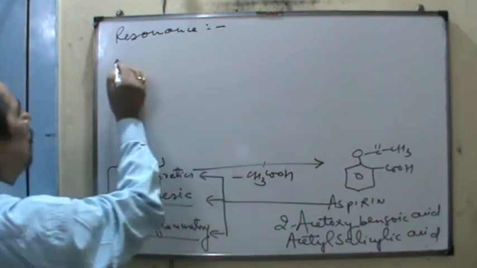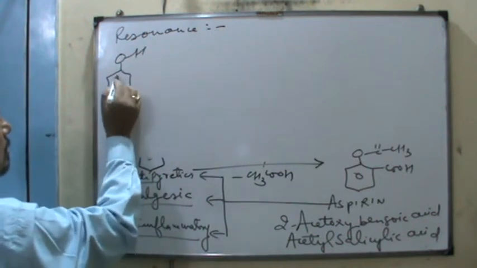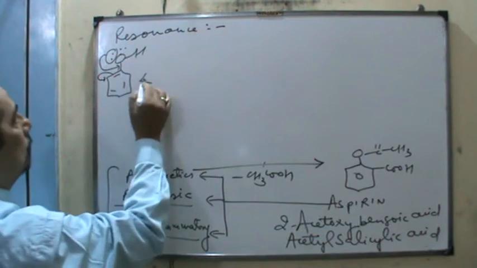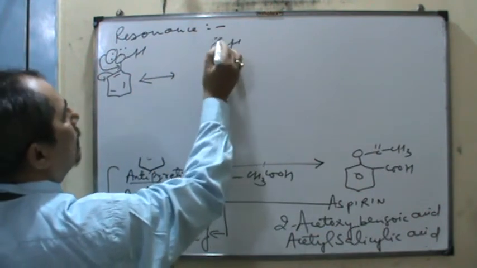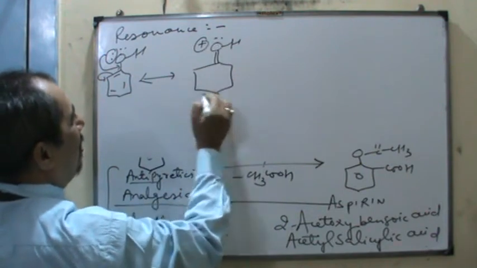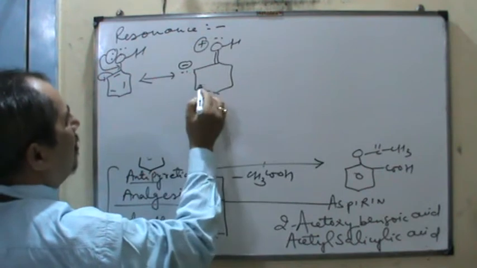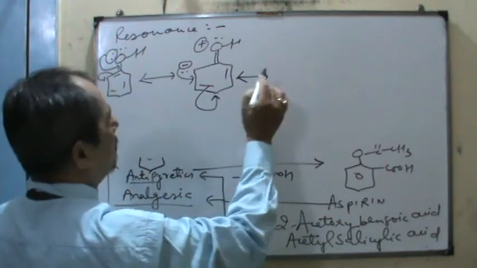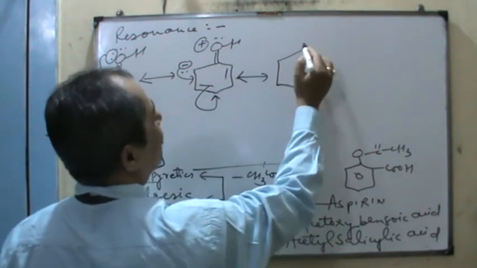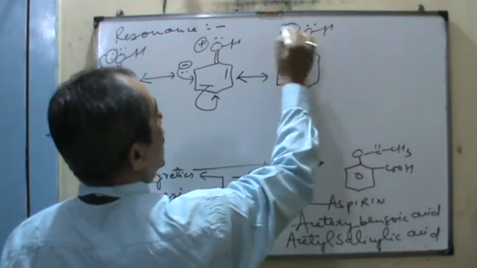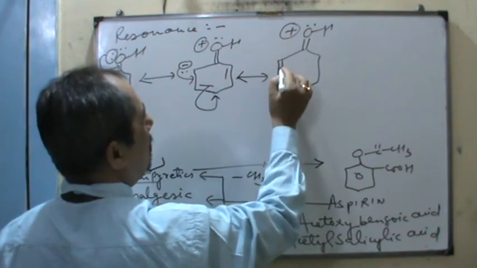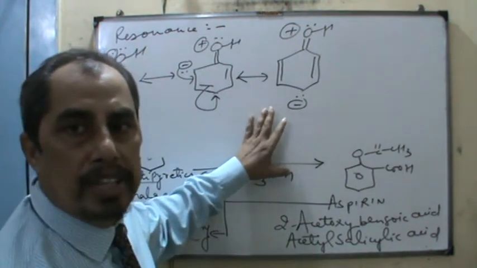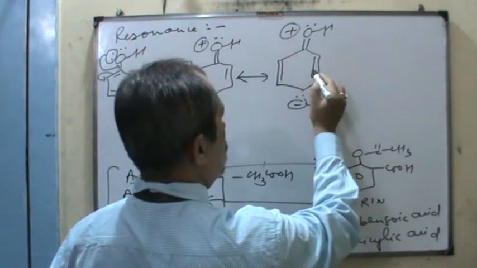Resonance of phenol, just like chlorobenzene, has a positive mesomeric or resonating effect, and there is a lone pair of electrons. So here OH has a positive charge and a lone pair. Now if this lone pair is here, this carbon gets a negative charge. It is just like chlorobenzene. Further, this lone pair is shifting to this point.